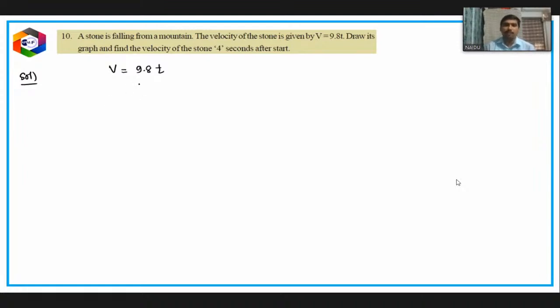The exact value is 9.8. So V = 9.8T is given. So directly here the equation is given. The two variables: V is velocity.